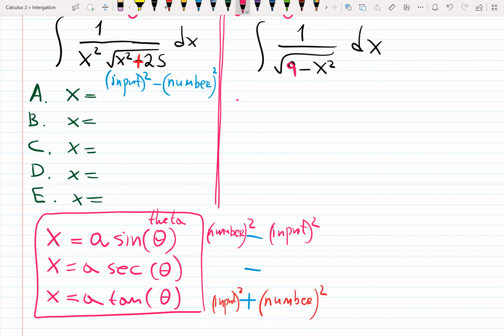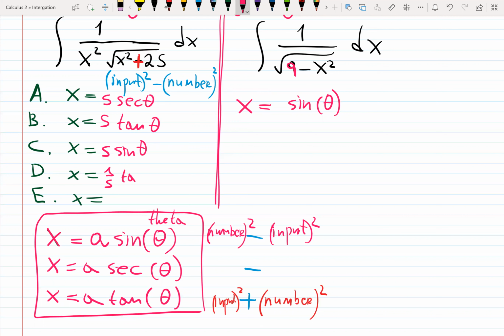Since nine goes first, X will be, and I will skip something, sine of theta. So what are the options? The options are five secant theta, five tangent theta, five sine theta, one fifth tangent theta, and so on. So like all those kinds of questions. Remember, in order for 25 to be factored out, five should be standing in front of the function, because then five will be squared. It'll be 25 times input squared plus 25. 25 gets factored out of the square root, and it's very convenient. That's why it's not one over five, for sure. If you see a fraction, that's not correct. They're trying to fool you. At least as a choice, that's not correct.